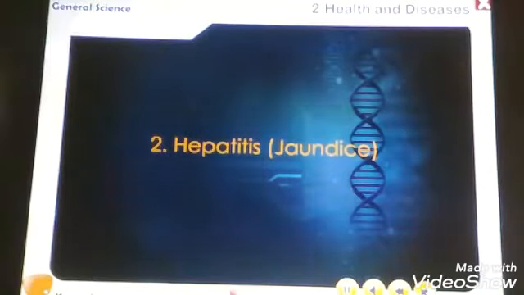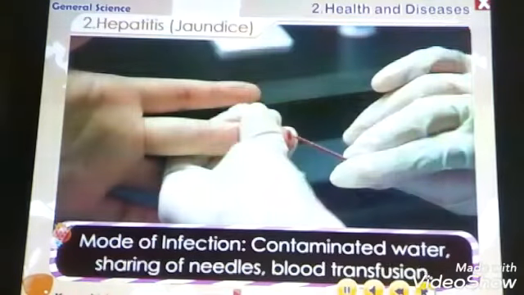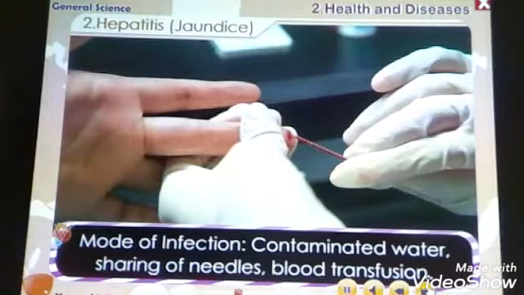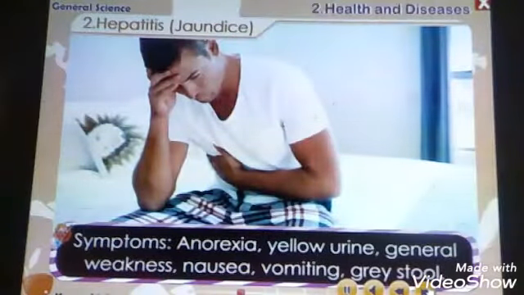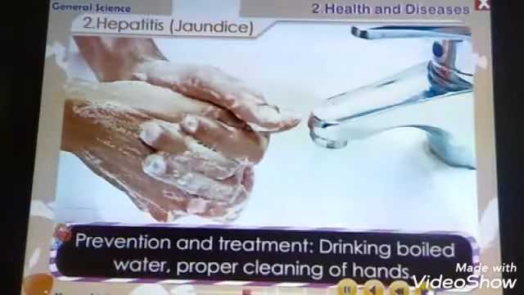Hepatitis, that is jaundice. Cause: hepatitis virus A, B, C, D or E. Mode of infection: contaminated water, sharing of needles, blood transfusion. Symptoms: anorexia, yellow urine, general weakness, nausea, vomiting, grey stool. Prevention and treatment: drinking boiled water, properly cleaning the hands.